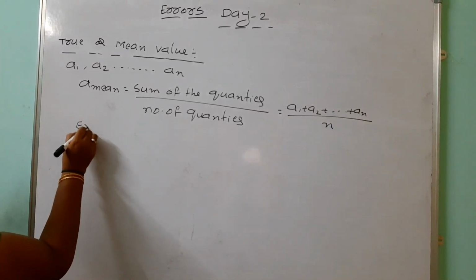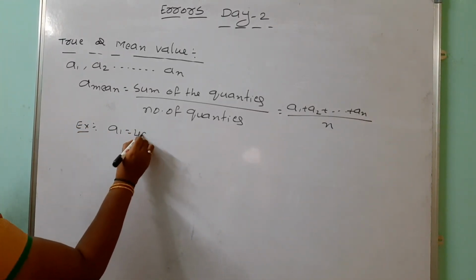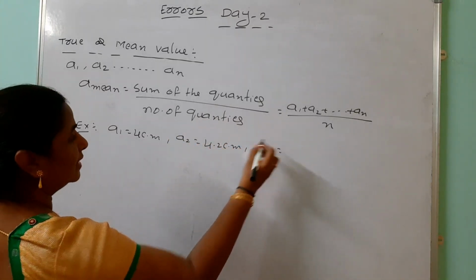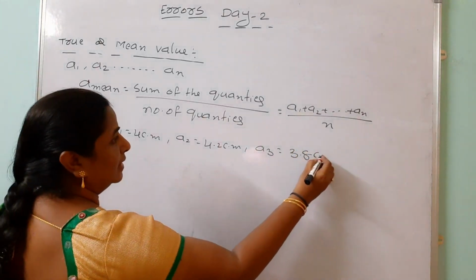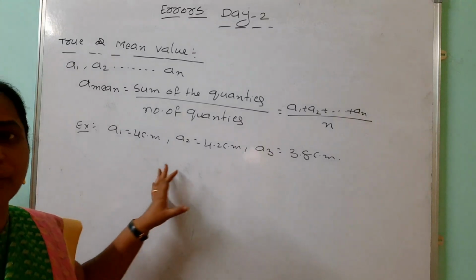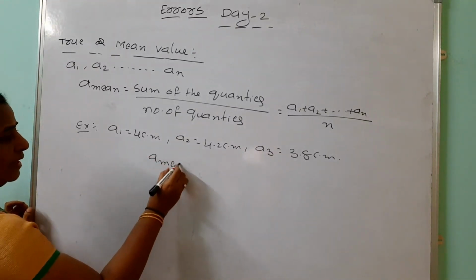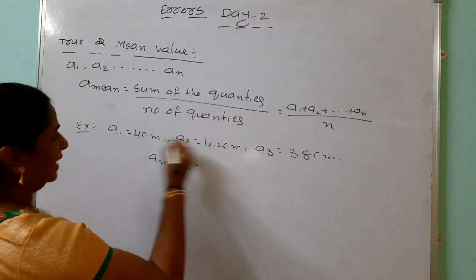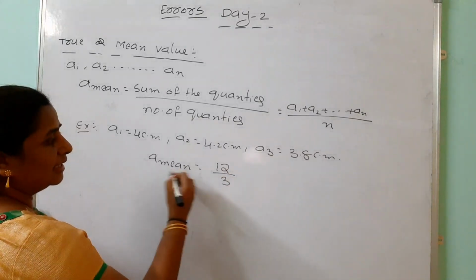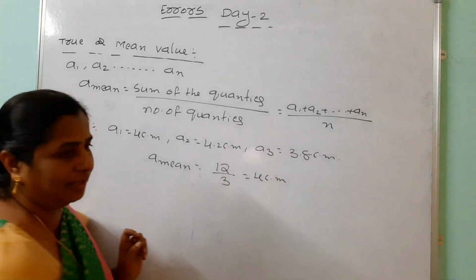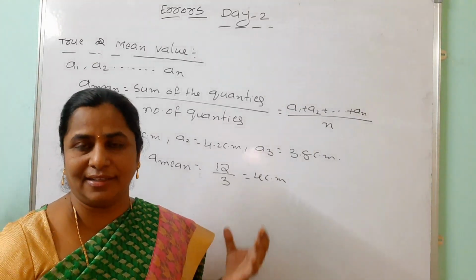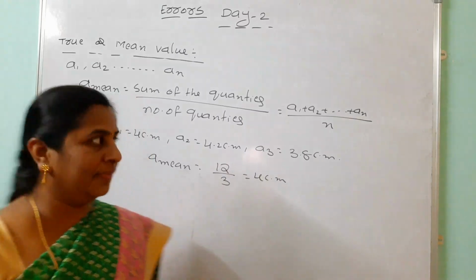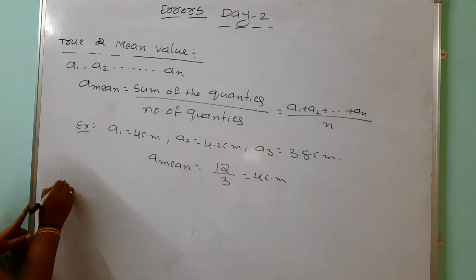Let us do one example. Suppose A1 equals 4 centimeters, A2 equals 4.2 centimeters, and A3 equals 3.8 centimeters. Find the true value. Take the sum of the quantities divided by the number of quantities. So 4 plus 4.2 plus 3.8 is 12. The number of quantities is 3, so the true value is 4 centimeters. Like that, they can also give values in decimals. Whatever the case, the formula, sum of the quantities divided by number of quantities, gives the mean or true value. Then our next one is the absolute error.